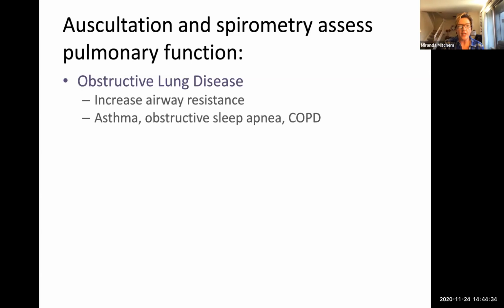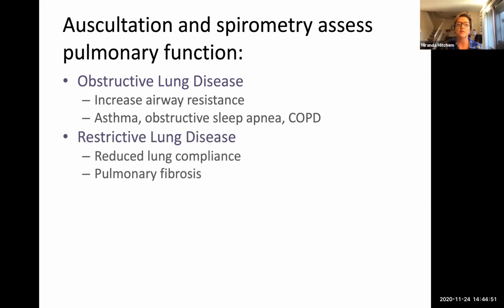Okay, so obstructive lung disease would include asthma, chronic obstructive pulmonary disease, COPD, but also the obstructive sleep apneas are in this category. They're associated with an increase in airway resistance, but they do not result in fibrosis. Our restrictive lung diseases are the fibrotic conditions. It is possible for a person to have both, but they are different underlying physiologies.